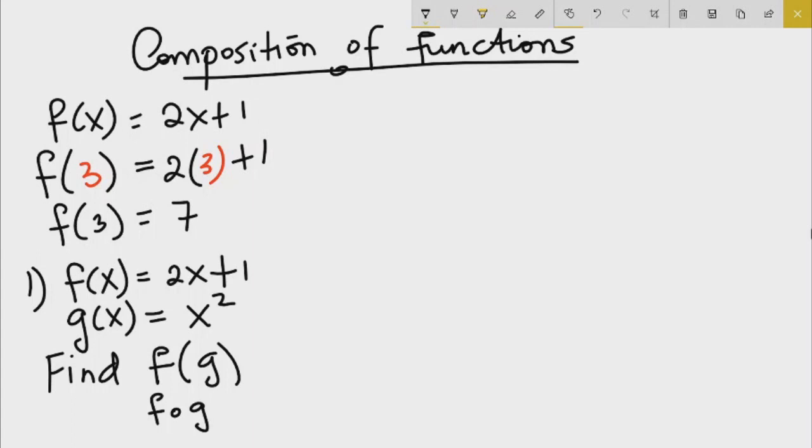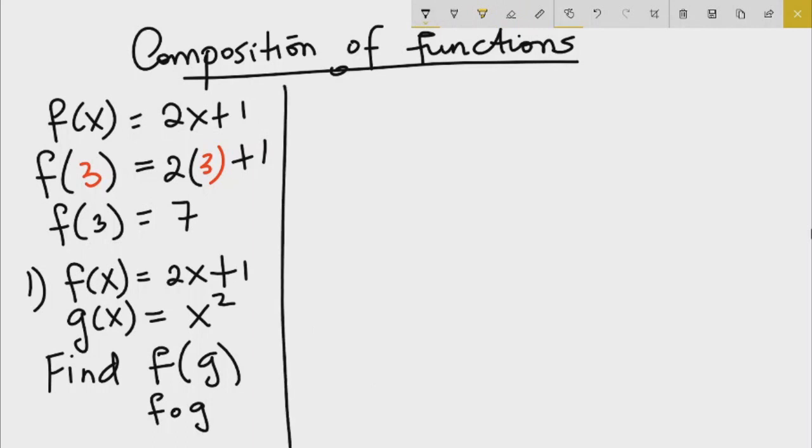Whenever you find f of g, FOG, sometimes people call this fog, or instead of just saying f of g, they can also write it as f of g of x, okay? So don't get confused. If they ask you to find f of g of x, they are just asking you to find f of g, okay? So don't be confused. So let's solve this.